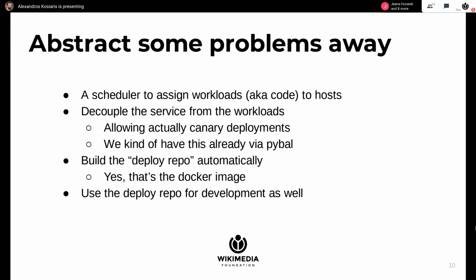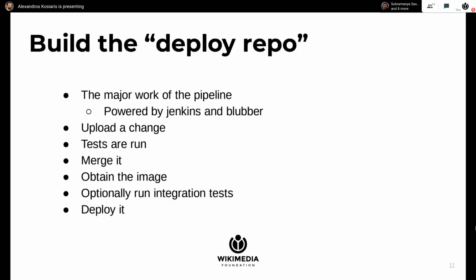So let's take one of those bullet points. Let's take building the deploy repo automatically, and let's talk about this, because this is the major work of the pipeline currently. So the pipeline is powered by Jenkins and Blubber. I'll be referring a lot to Blubber in the coming slides, in case you haven't heard about it before. But the entire idea of the pipeline is that you upload a change, and tests are run. You get your reviews, you merge the change, you obtain the Docker image, deploy repo, the artifact, if you want to call it other names.